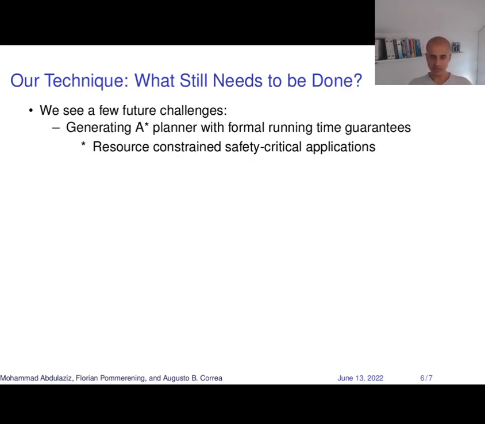And lastly, we want to consider generating domain-specific planners that have formal running time guarantees based on proving that a certain heuristic is descending. So we want to get an implementation of the heuristic after proving that it's descending.